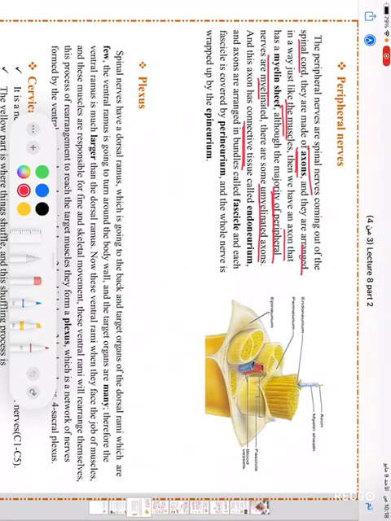The inner layer we call the endoneurium, which is here, and the axons are arranged in bundles called fascicles, and each fascicle is covered by a perineurium. This is the perineurium.